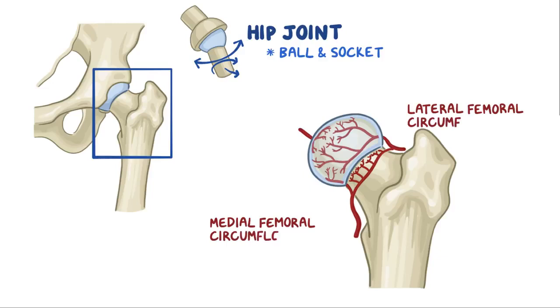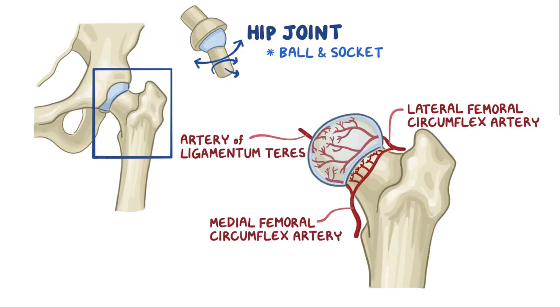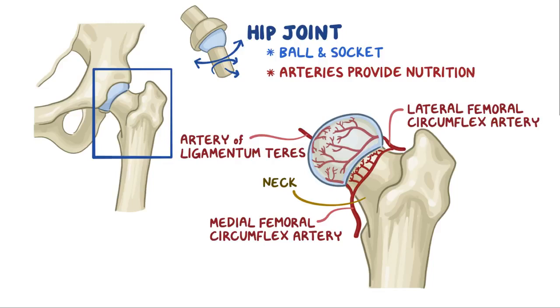Now, the head of the femur is supplied by branches of three arteries, the medial and lateral femoral circumflex arteries, as well as the artery of ligamentum teres. The arteries send branches that climb up the neck of the femur to supply the head of the femur, providing the tissue with the nutrition it needs to grow and maintain its spherical shape.